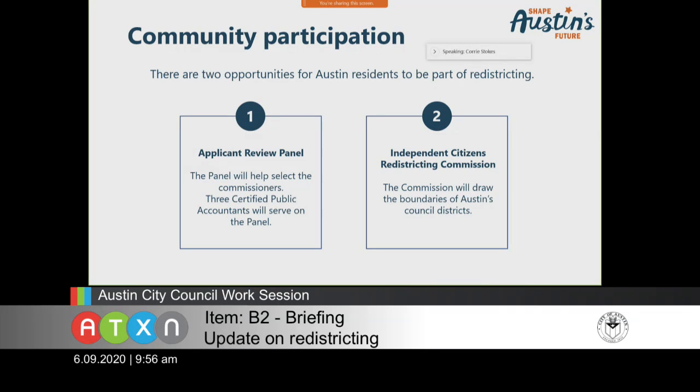Anyone can learn all about this and more on our website. I'll give you a preview of that in a minute, but there's a lot more information. It's redistrictatx.org. Hopefully I say it right. Next slide, please.